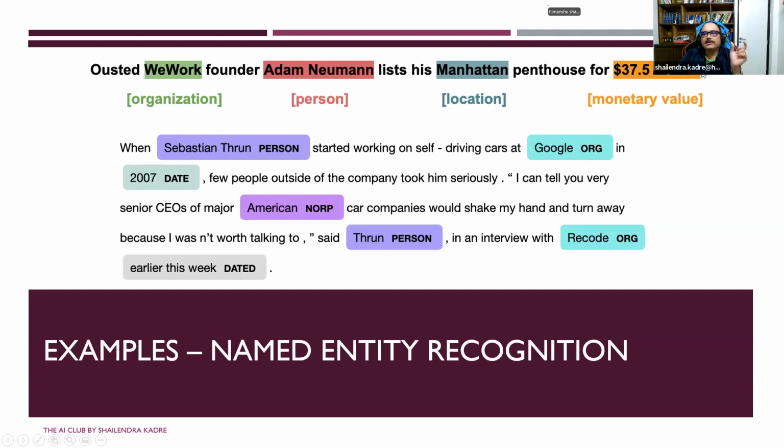37.5 million is also an entity. We are talking about monetary values. So these are some predetermined classes in which we classify our information, whatever we extract. Now consider this particular sentence.